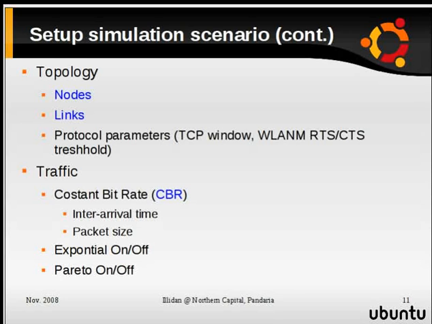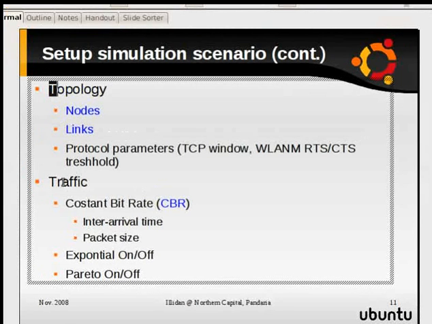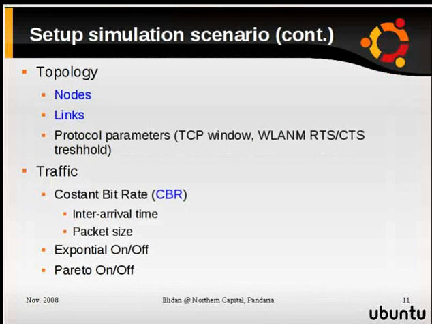For setting up a scenario, we have to specify two things: topology and the traffic. For topology, we have to create nodes and links, and then protocol parameters. For this tutorial, we'll use default parameters for the protocols. So the things that we have to do are only to create nodes and links to connect them.